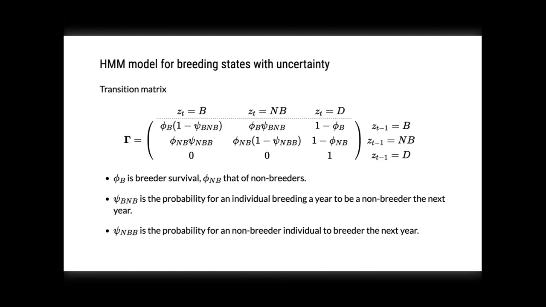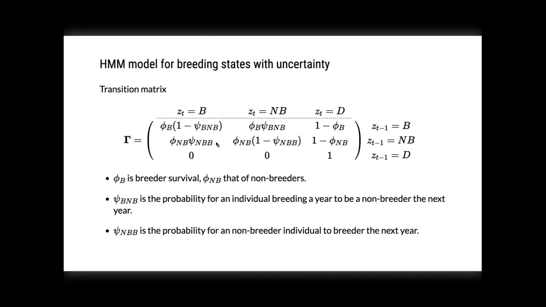So now the transition parameters are in a table or matrix, whatever you call it, similar to the one we use for multi-state models. So you move from T minus one in either state, breeder, non-breeder, or dead, to sampling occasion T in columns here, in the same states, breeder, non-breeder, and dead, using these transition probabilities, survival and the transition probabilities from state B to NB, or from NB to B. So it's exactly the same transition probabilities as the one that Daniel used.